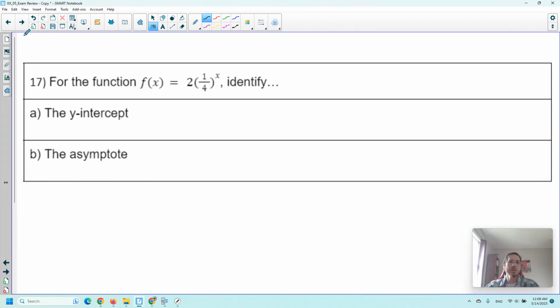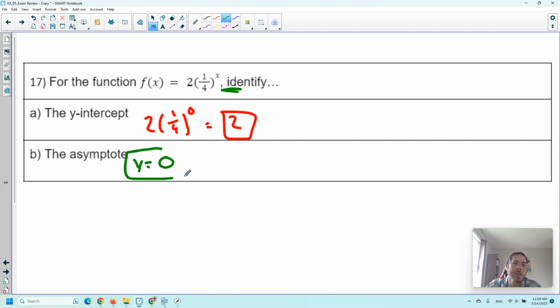All right, for 17, we need to identify the y-intercept and the asymptote. So the y-intercept is pretty nice. We plug 0 in for x. We get 2. The asymptote, we can see we're not really adding or subtracting anything onto the end here. So the asymptote is going to be y equals 0. So again, the asymptote is always a line. It's never a number. So you cannot put 0. 0 is not a correct answer. This would be one to double check if you want with the calculator.